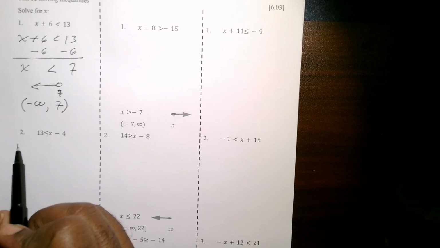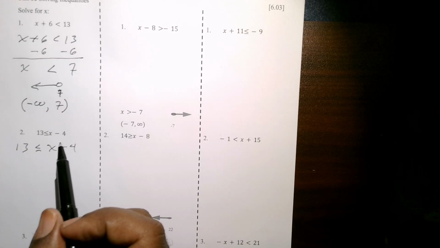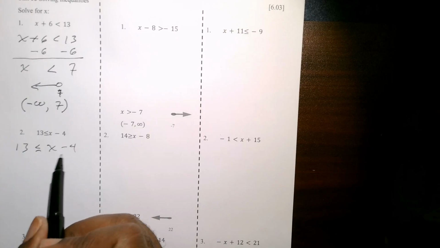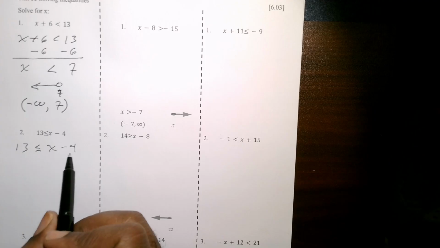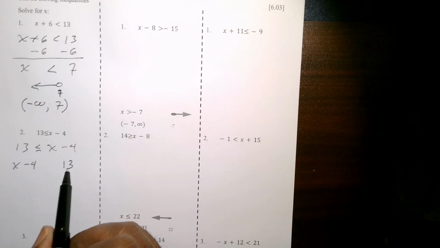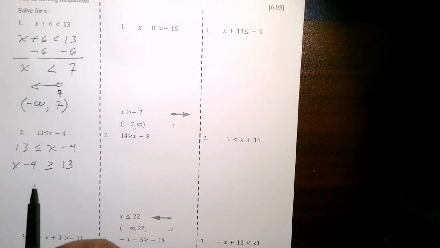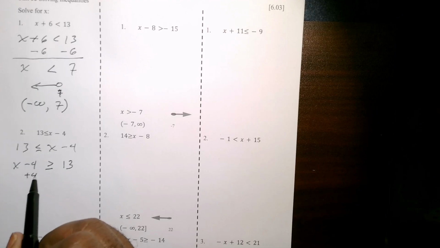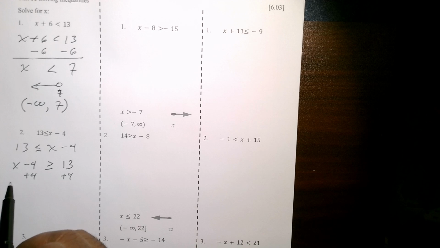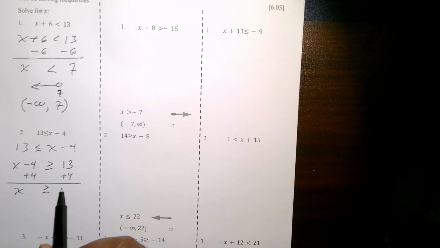Here, we have 13 less than or equal to x minus 4. The first thing we want to do is that we want the x to be on the left side when solving. So I'm going to switch this to x minus 4 on the left side, 13 on the right side, and then we'll flip the sign to a greater than or equal to. And now we'll solve for x. We'll add 4 here, we'll add 4 there, and we'll end up with x, this cancels, greater than or equal to 17.